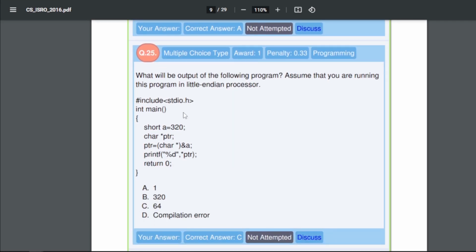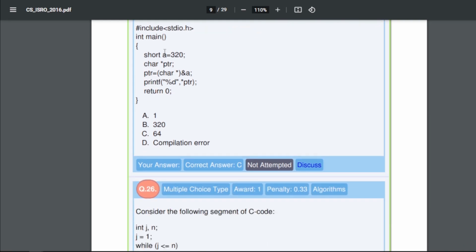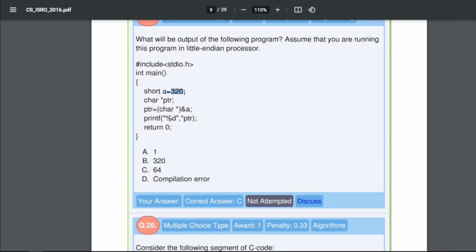Now question number 25 is: what will be the output of the following program? Assume that you are running this program on a little endian processor, right? Here you can see that you have a variable declared, initialized at 320 as a short. Now you have a pointer pointing to what? This PTR is a character pointer holding the address of A. Now it is asking to print *PTR. So what will be the value at *PTR? If you solve this question you will get the answer as 64, right? So just solve this and you will definitely get the answer.